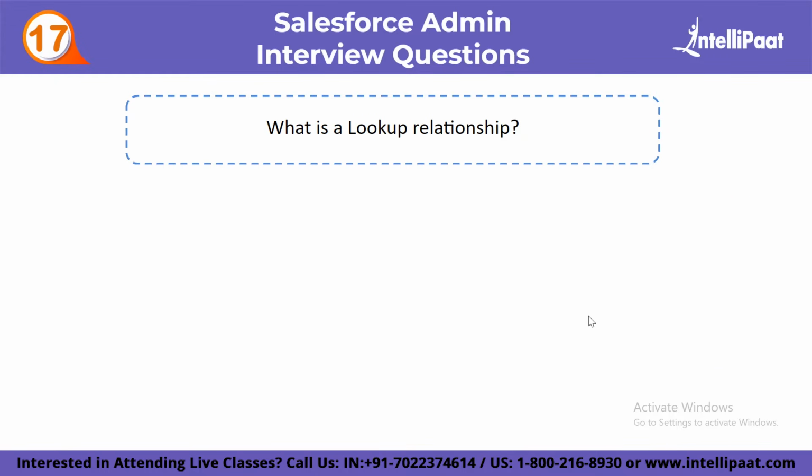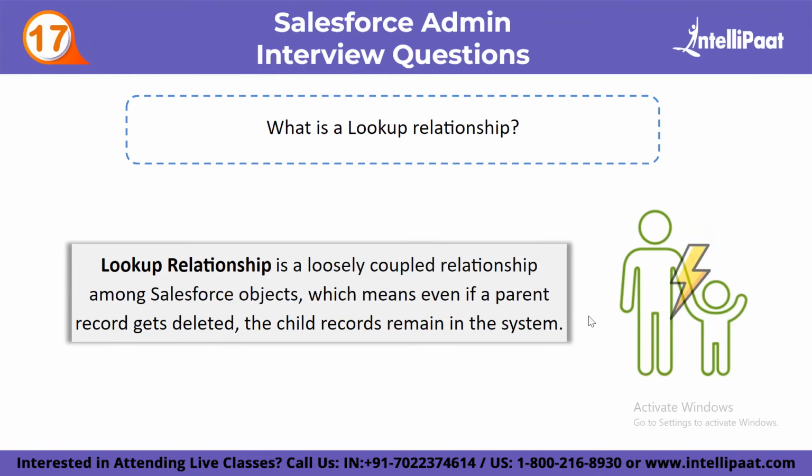The next question is, what is a lookup relationship? And the answer is, a lookup relationship is a loosely coupled relationship among Salesforce objects, which means even if a parent record gets deleted, the child records remain in the system. A lookup relationship links two objects so that you can look up one object from the related items on another. One-to-one or one-to-many lookup relationships are possible. Because a single account can have many related contacts, the account-to-contact relationship is one-to-many. I hope you got the answer to this question. Now let's move forward and discuss the next question.